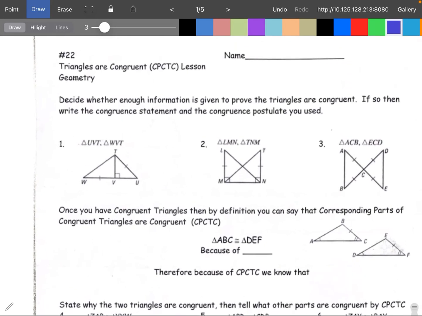Hey guys, we're going to do a little bit of a deep dive on triangles and congruence. We're going to talk about CPCTC. We briefly mentioned it in the past week, but it's a pretty big deal, so we're going to go a little bit more in depth.